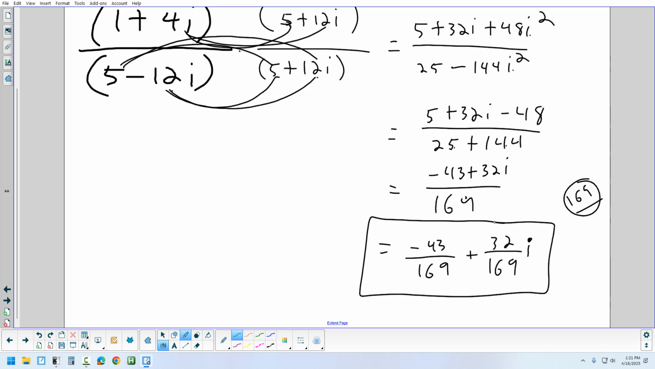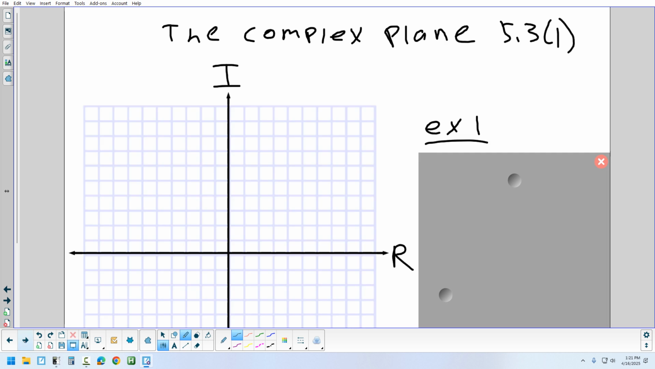Any question on that? So that's the multiplication and division. So you'll have one add, subtract, multiply, and divide on the test. But I'll put a list of test topics up in just a little bit.